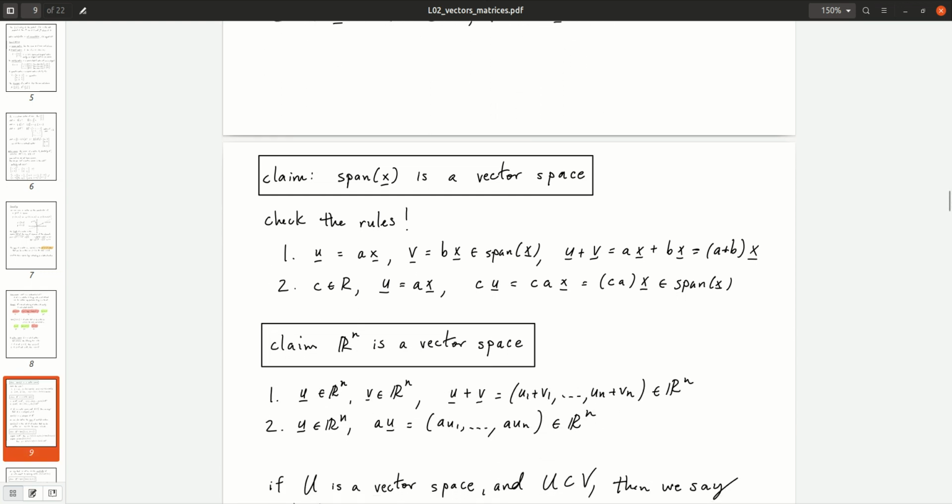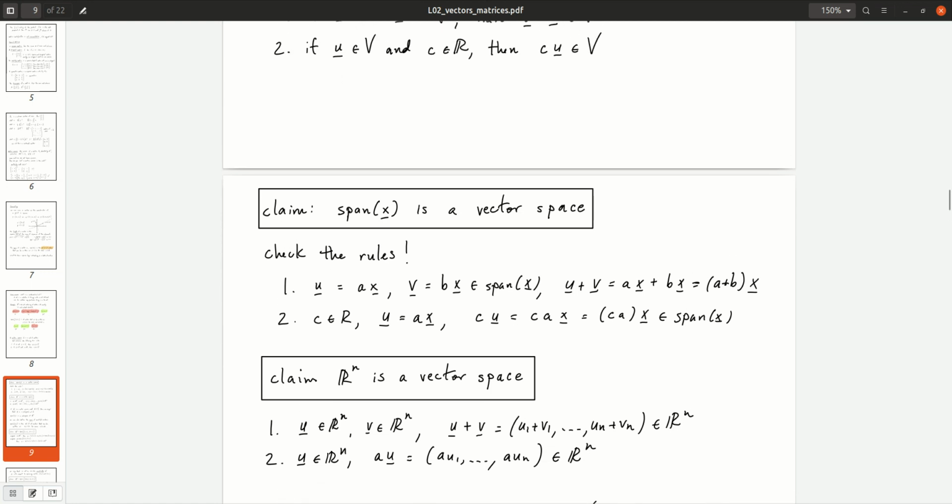Okay, let's do another one. Rn is a vector space. Remember, the definition of Rn is that it's a set of vectors of length n comprised of real numbers. So let's say u is in Rn and v is in Rn. We need to check that u plus v is also in Rn. So if we just write out the definition for the sum of vectors, it's the sum of the first element, and so on, up to the sum of the last element.